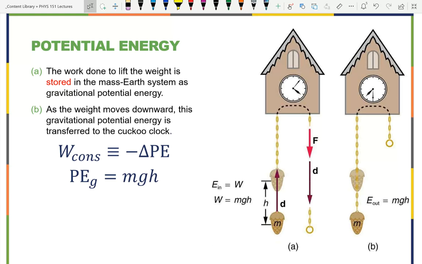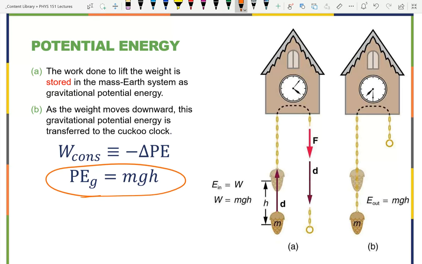Okay, so potential energy is defined such that the change in potential energy is minus the conservative work. For gravitational force, there's a potential energy because you can get your energy back, and its potential energy is mgh.